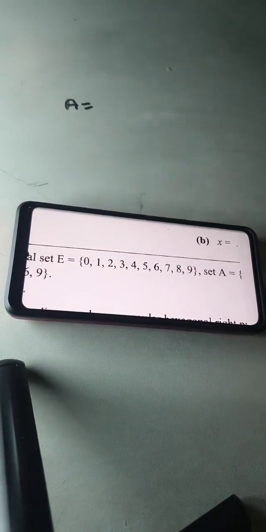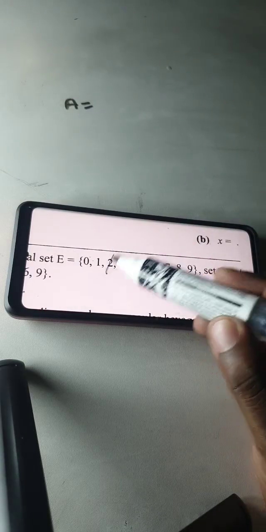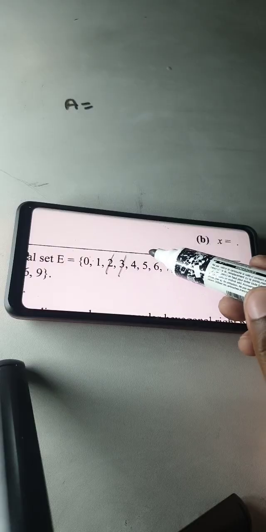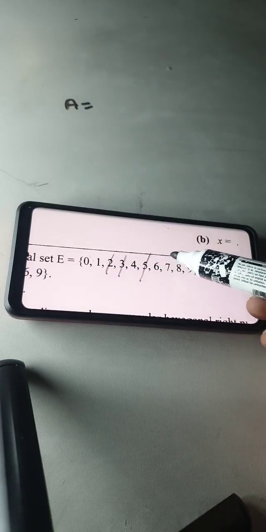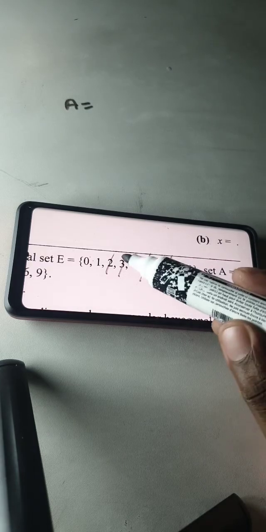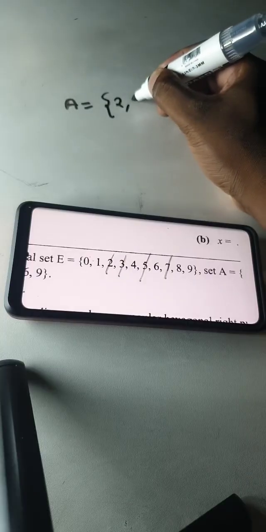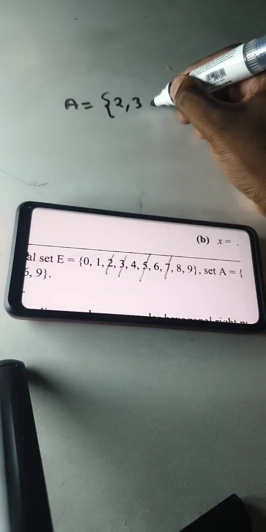So set A, prime numbers. These are numbers that are divisible by 1 and itself. 2 is an even prime number, so we have 2. 3 is a prime number. 5 is a prime number. 7 is a prime number. 9 is not a prime number because it is divisible by 3, and prime means only 1 and itself. So 9, no. It's an odd number. So we have 2, 3, 5, 7. Don't include 1. 1 is not a prime number because we are saying 1 and itself. It can't be 1 and 1.